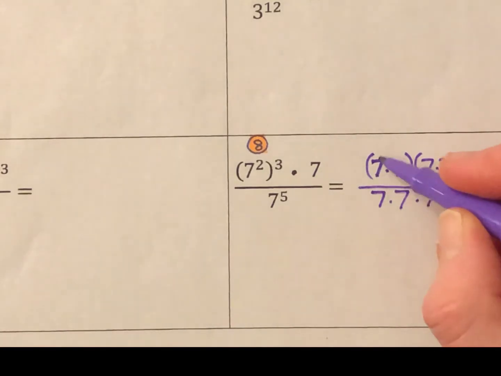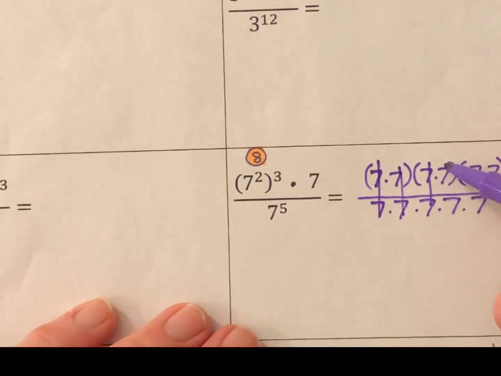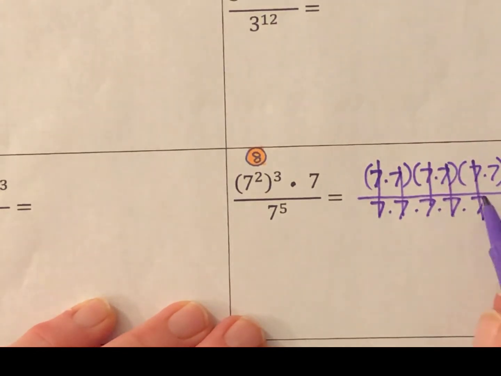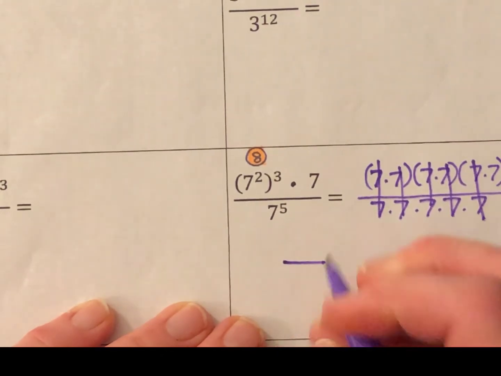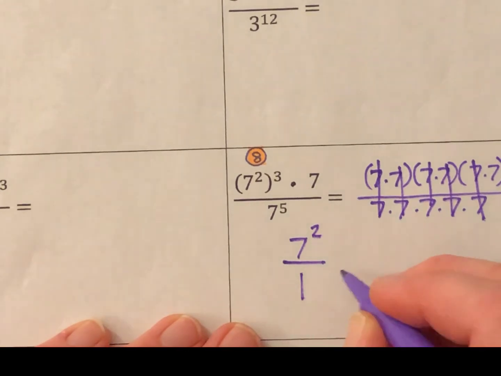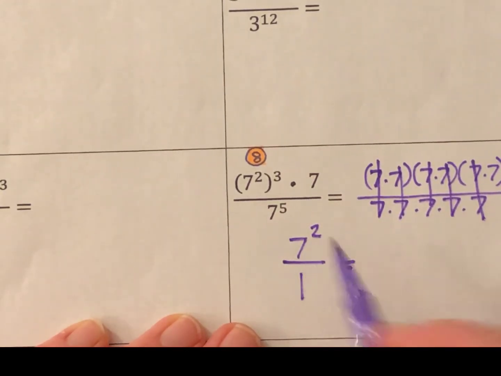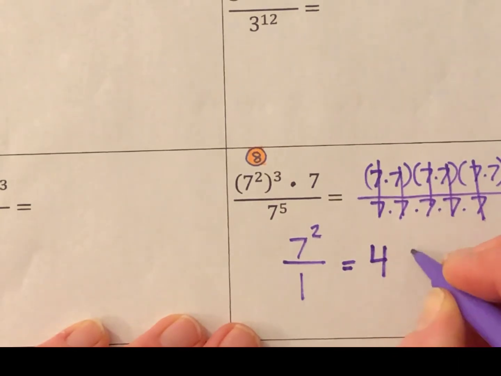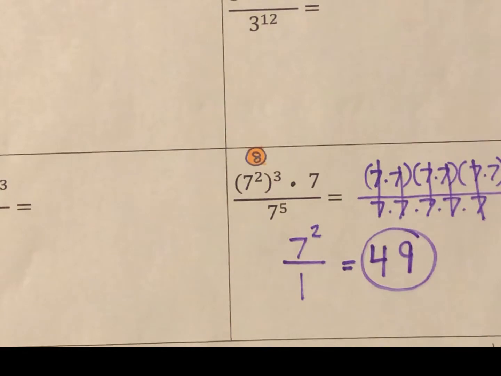So now I'm going to cancel out everything that's alike, since they're all multiplication. I can do that. And I'm left with no 7's on the bottom. So, got another fraction. Got 7 squared on top, 1 on the bottom. When I simplify that out, I know it's going to be a whole number. 7 squared is 49. My final answer is 49.